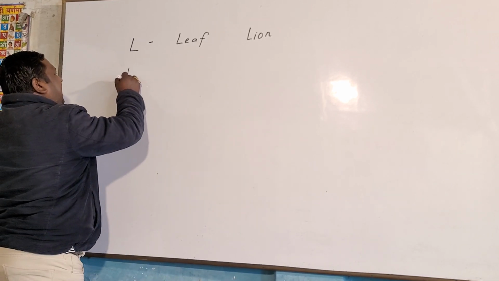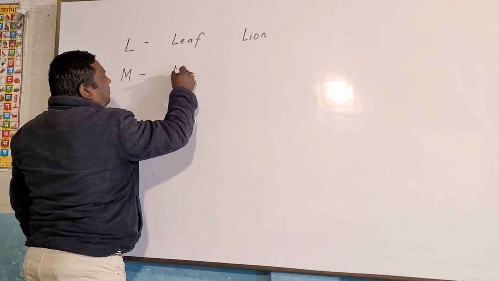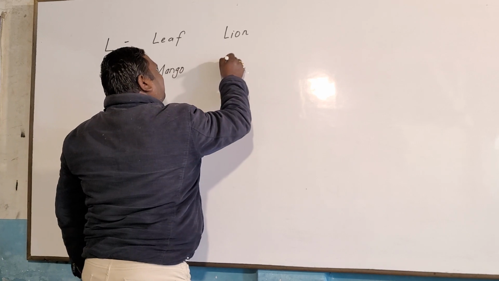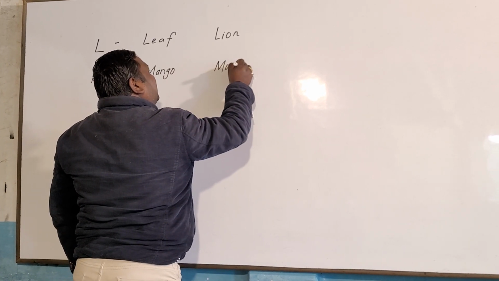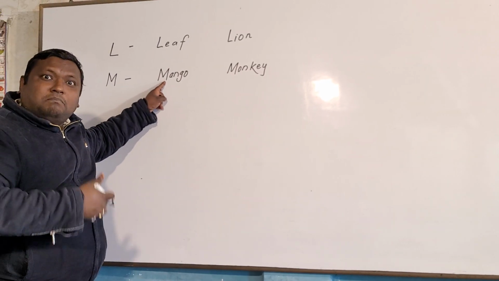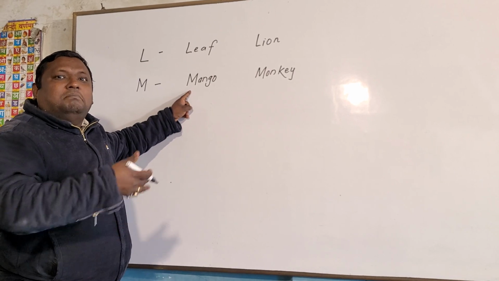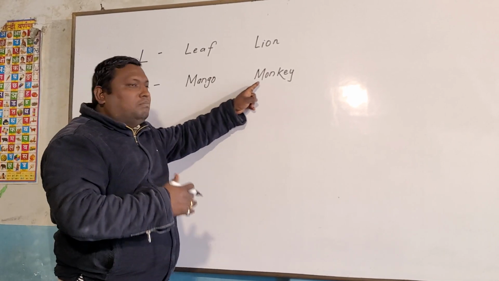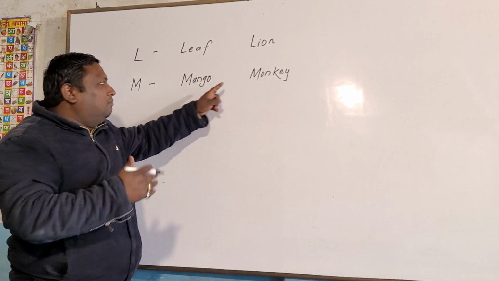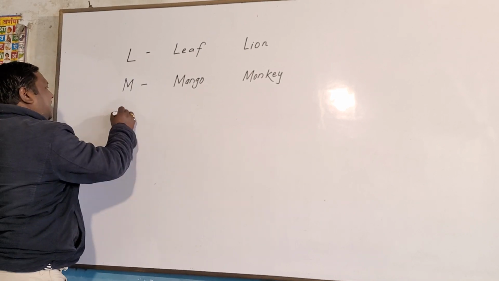Now, M. M for your favorite mango and M for monkey. Mango, ma, ma, ma, mango, monkey, ma, ma. Right.